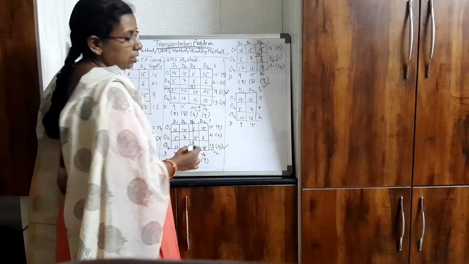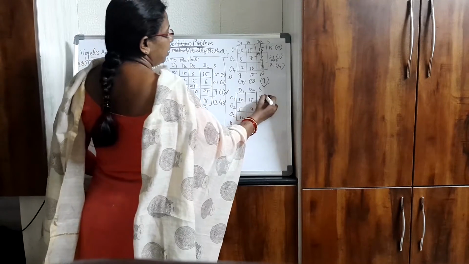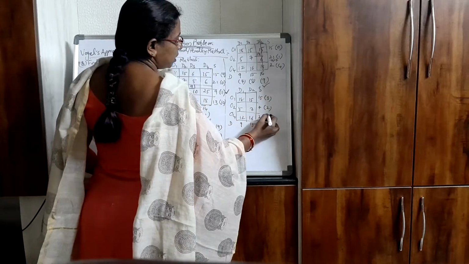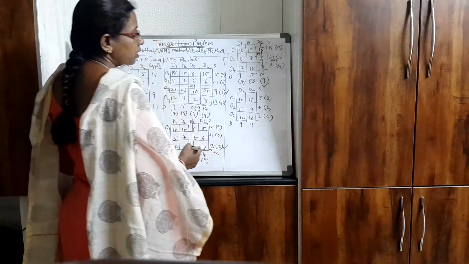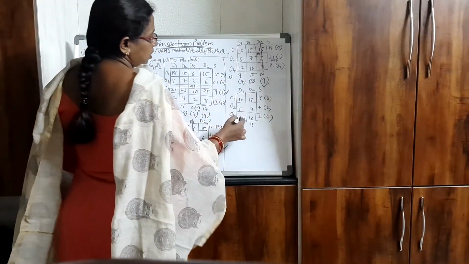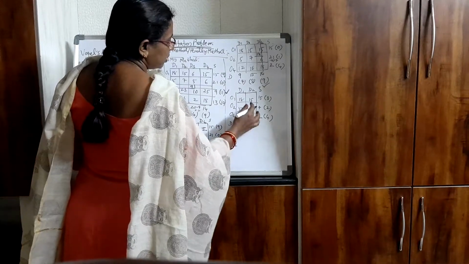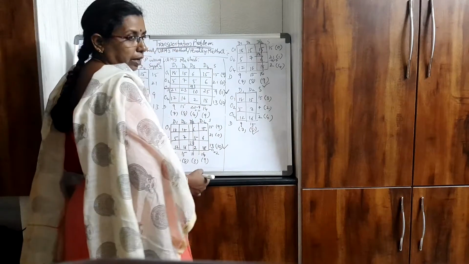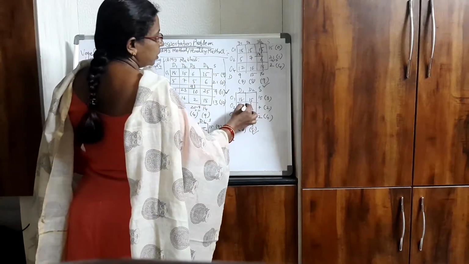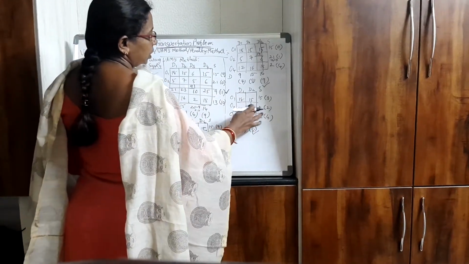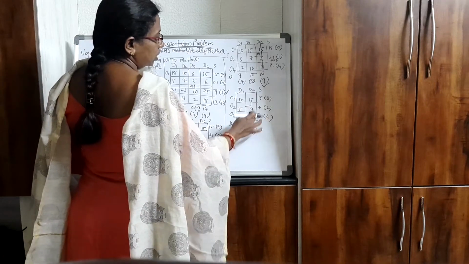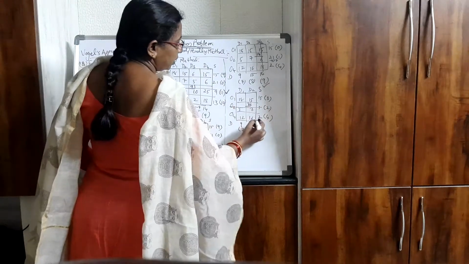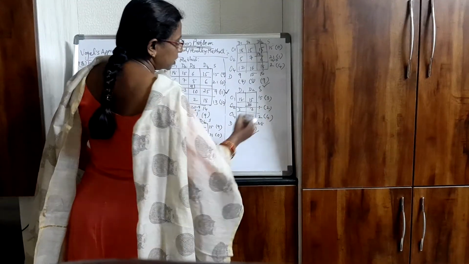Again calculate penalties. 15 and 18 difference is 3. 5 and 7 difference is 2. 12 and 16 difference is 4. Similarly column wise. 5 and 12 difference is 7. 7 and 15 difference is 8. So this is the maximum penalty. Corresponding to this, 7 is minimum cost. Now corresponding to this 7 I have 7 and 15. So minimum of 7 and 15 is 7. I'll allocate here. This one will get exhausted. 15 minus 7 is 8.